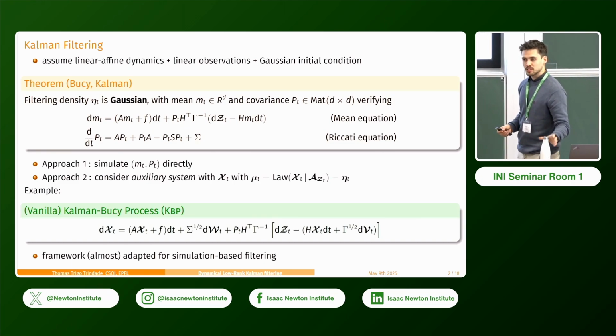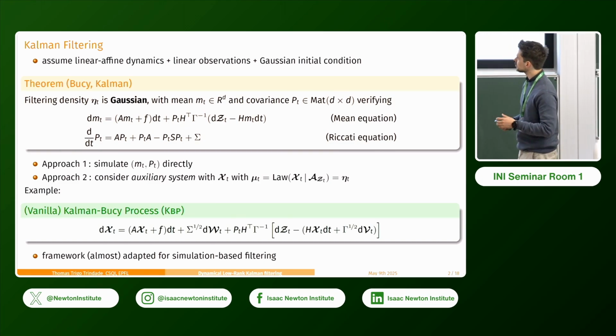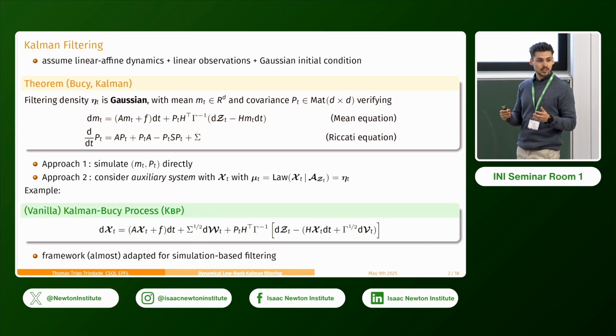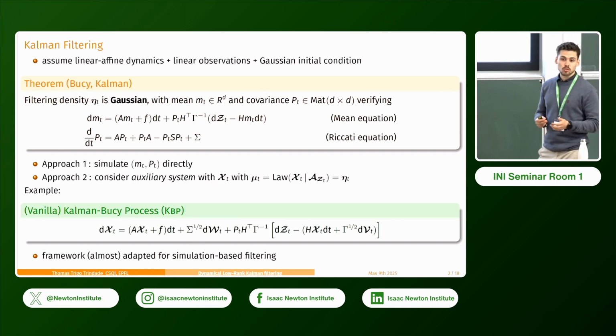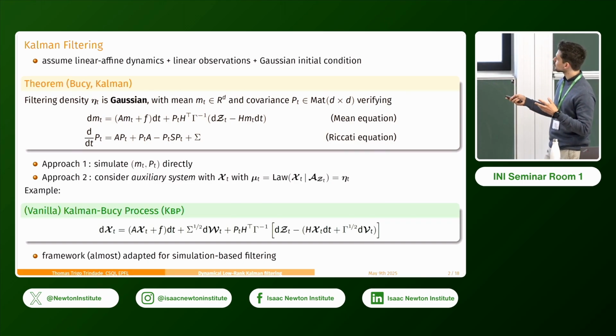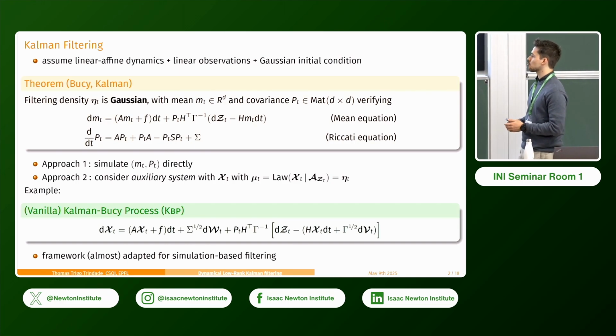The idea that you could do is you could cheat a bit and consider some kind of auxiliary process, so another process which you can simulate, which has the same statistics or essentially the same law as the filtering density that you're interested in. So essentially you can try to hack your way and find a different process. Here we're going to be looking at the Kalman-Bucy process.